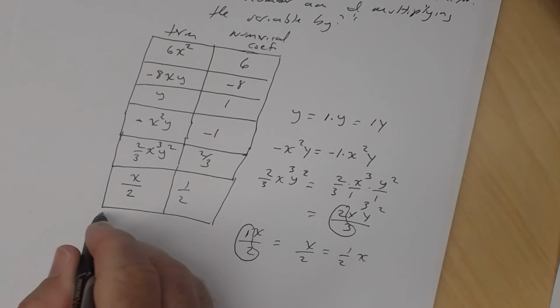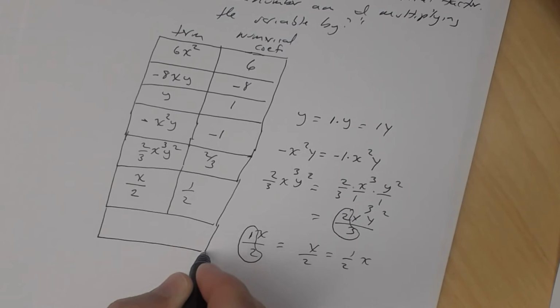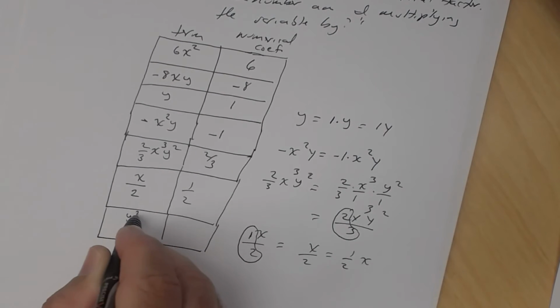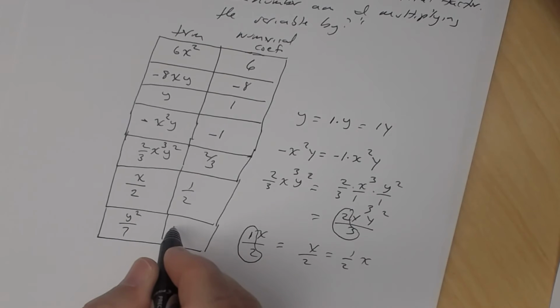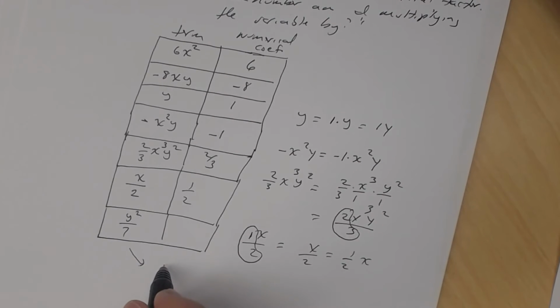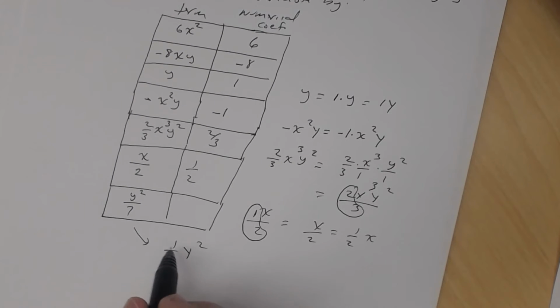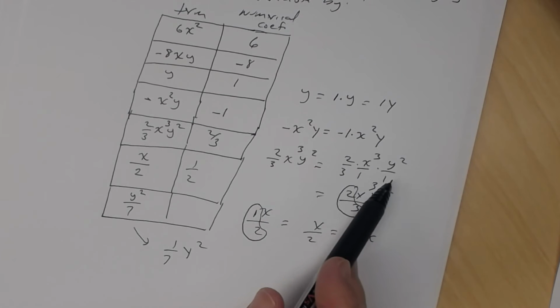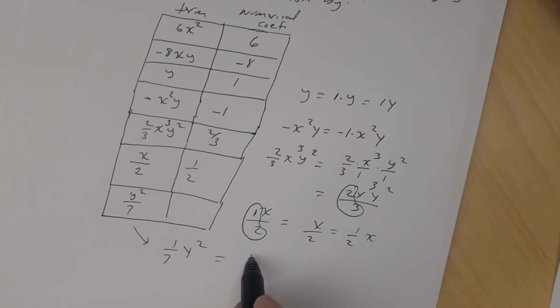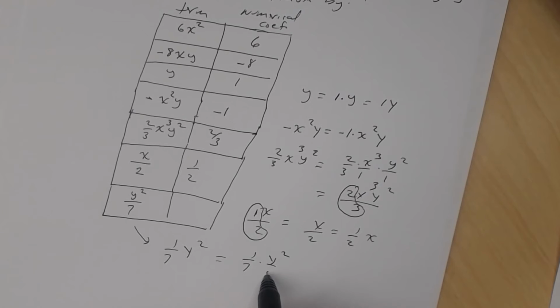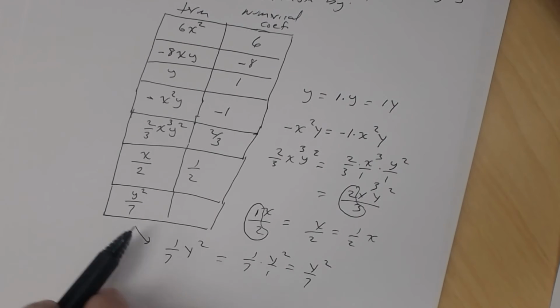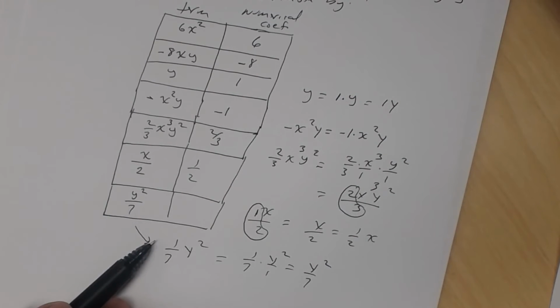Okay? So if you had, let's say, real quick, y squared over 7, then that is just saying the same thing as 1/7 y squared. So y squared over 7 is 1/7 y squared. Make sure you see this, because using this idea, that's the same thing as saying 1/7 times y squared over 1, which is y squared over 7, which is what this is. So the numerical coefficient is 1/7.